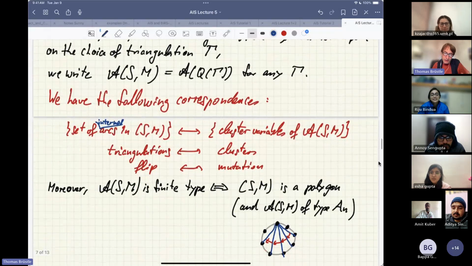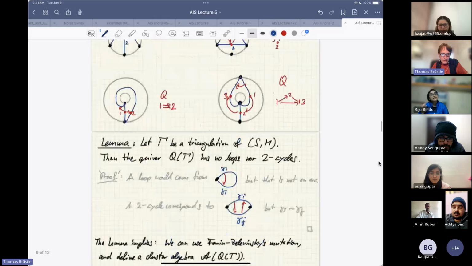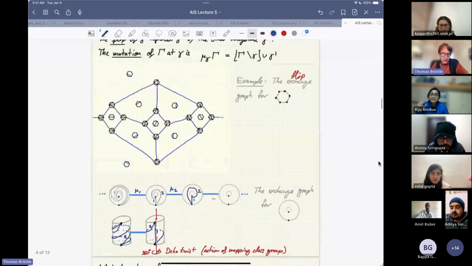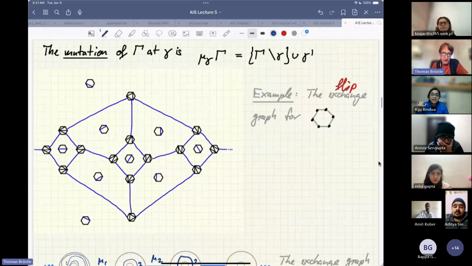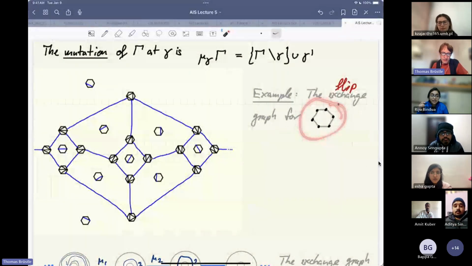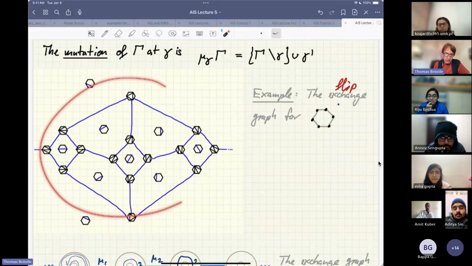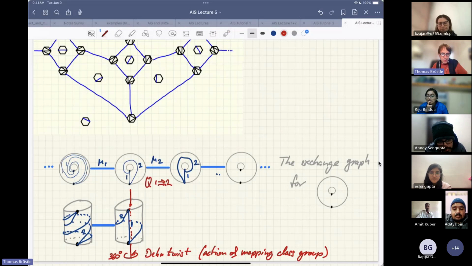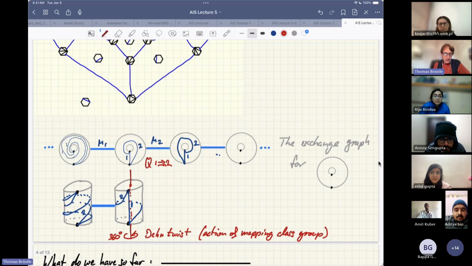And okay, then you can ask yourself how many clusters there are. So this exchange graph here for the hexagon was a finite graph, but for this one, and by the way, we computed that, here the quiver would be the Kronecker quiver, and we do know this is representation infinite. So we do get infinitely many cluster variables.